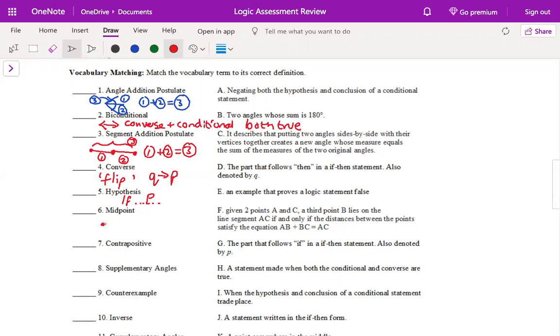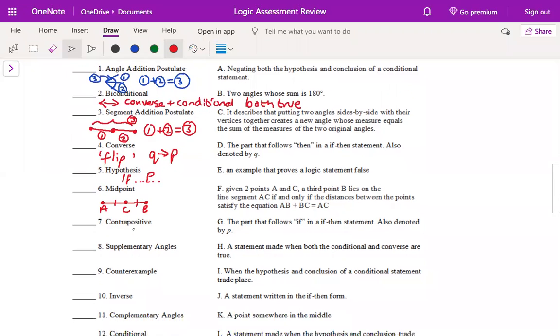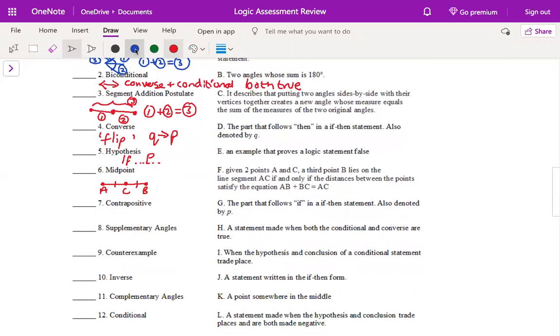Midpoint, if we have a line segment, let's call this A and B, and then our midpoint C is exactly halfway between A and B, and the two segments AC and CB are congruent or exactly the same.